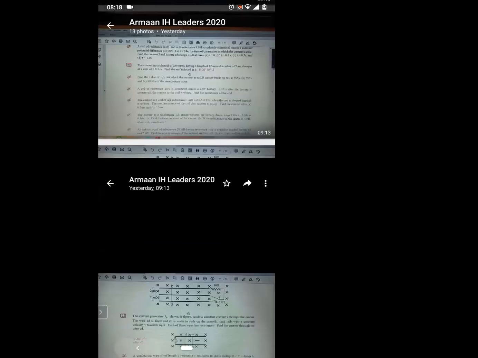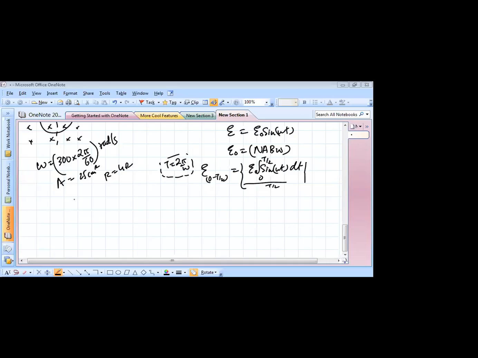Okay, isme kya karna hai, Arman? We have to make an equivalent circuit diagram, where what is happening in that is that constant current generator kya karta hai? It maintains a constant current in that wire. Okay. So we have a current generator IG.